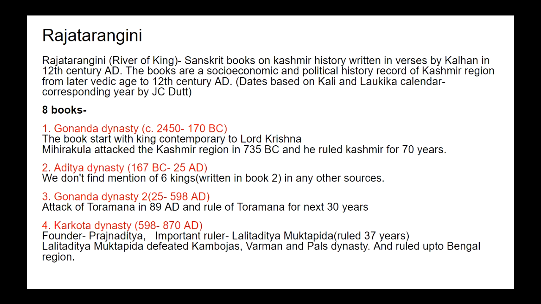Then the fourth book is related to the Karkota dynasty. The Karkota dynasty ruled from 598 AD to 870 AD. The founder of the Karkota dynasty was Prasnaditya, and the important ruler of this dynasty was Lalitaditya Muktapida. He ruled for 37 years. Lalitaditya Muktapida defeated Kamboja, Varman and Pala dynasties, and he ruled up to the Bengal region. He also took control of Bengal, Kannauj, and Kashmir region.